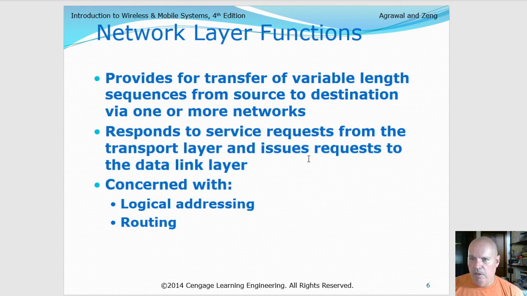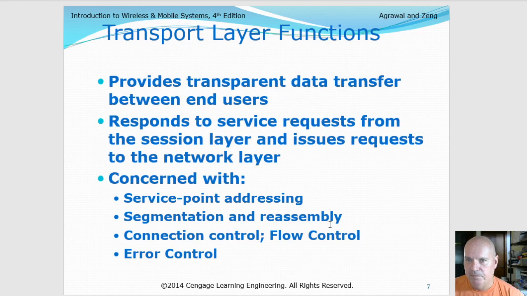So it can respond to service requests from higher layers and issue requests down to lower layers. So it's concerned with logical addressing and also routing. How does the data I want to send across the network get to its ultimate destination? And there often are multiple routes that can be taken between two network nodes.